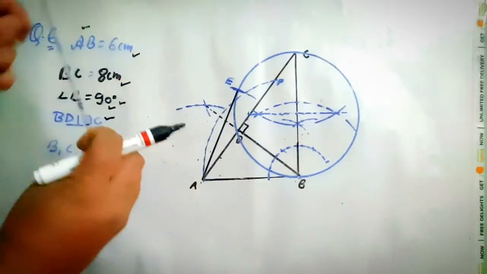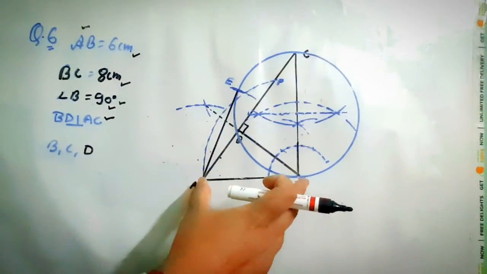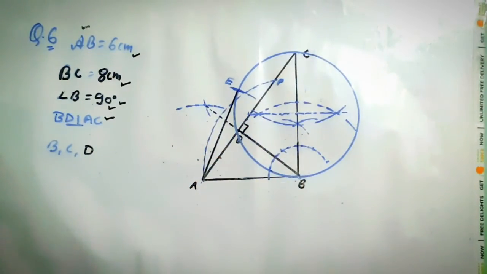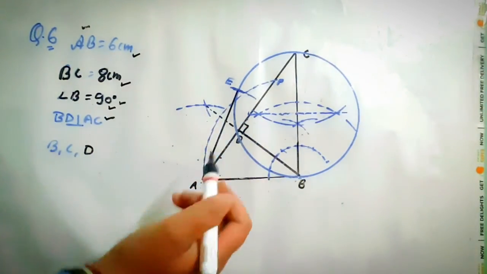Now you know that AB equals AE, and AB and AE are the tangents from point A on the given circle.